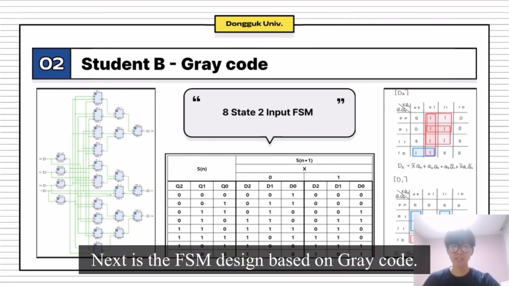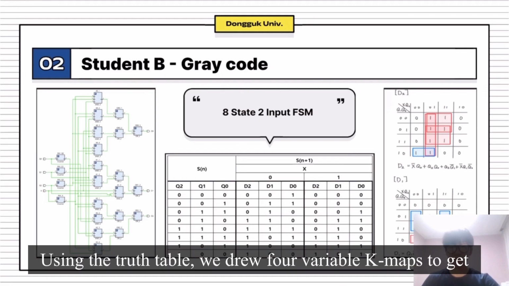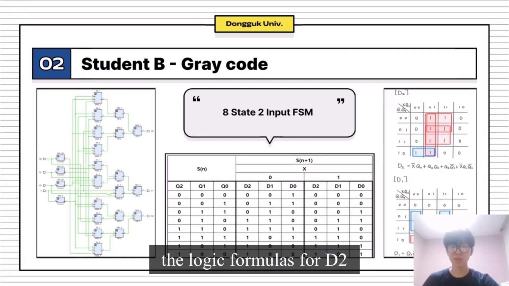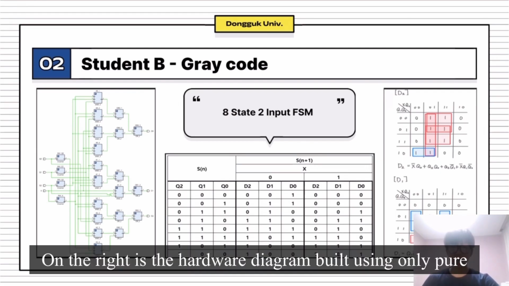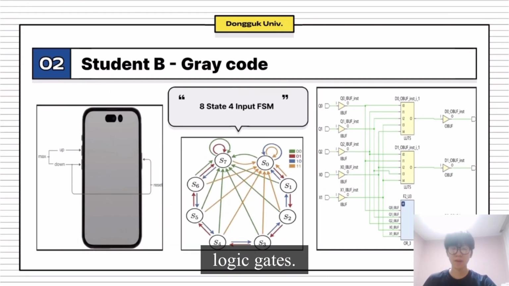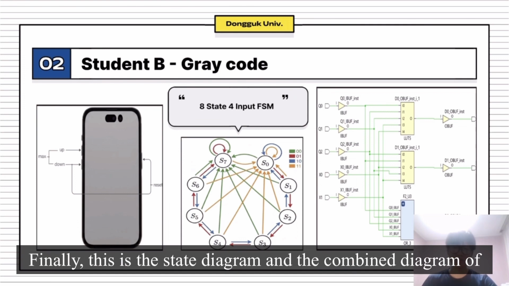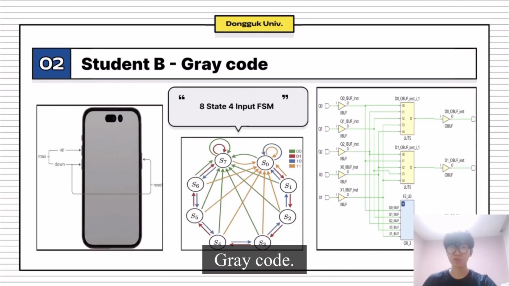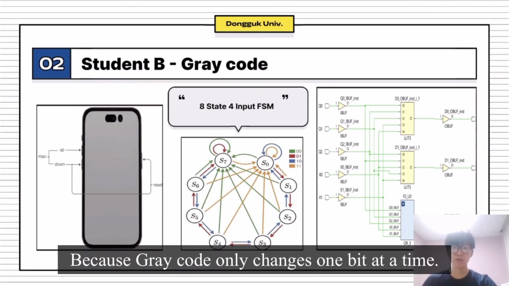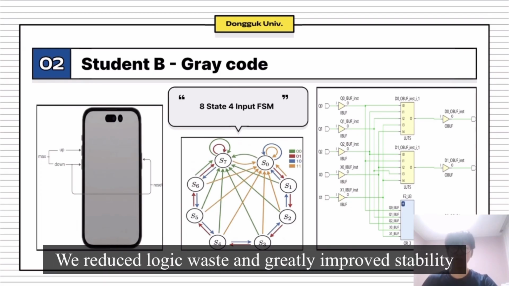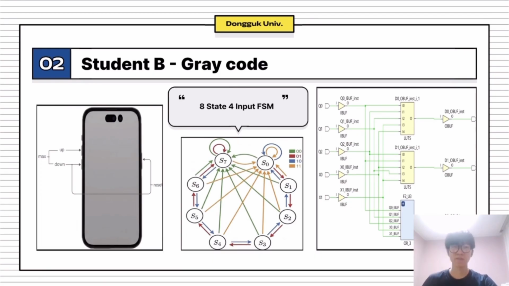Next is the FSM design based on gray code. Using the truth table, we drew 4 variable Karnaugh maps to get the logic formulas for D2 and D1. On the right is the hardware diagram built using only pure logic gates. Finally, this is the state diagram and the combined diagram of the 8-state FSM using gray code. Because gray code only changes 1 bit at a time, we reduced logic waste and greatly improved stability.